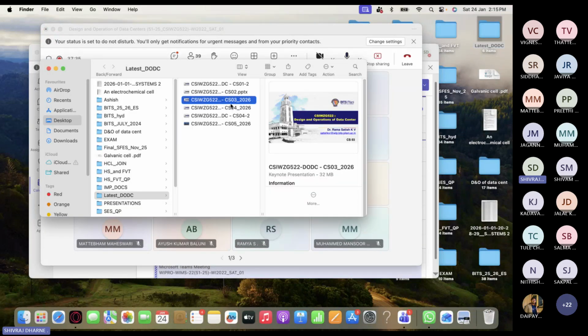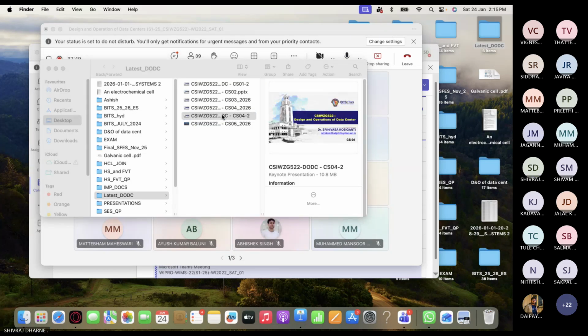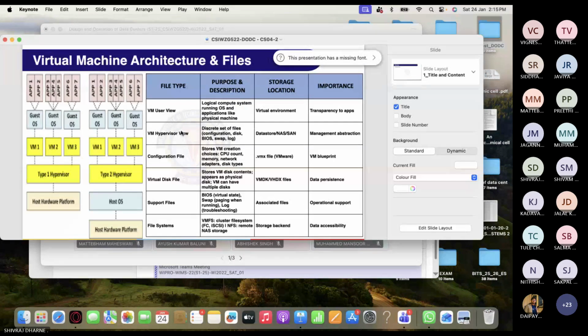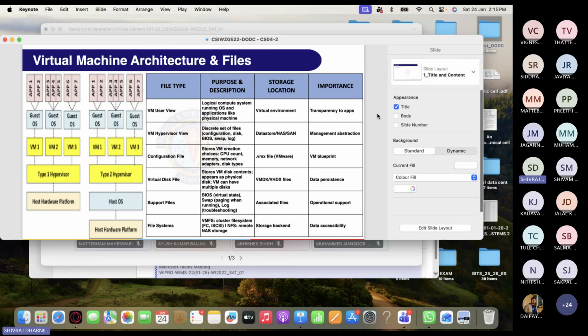So I was talking about presentation 4, where we were. Anybody remember where we stopped? Virtual machine architecture files. I think we were here. I think yes, we were here. So we were talking about virtualization, right?